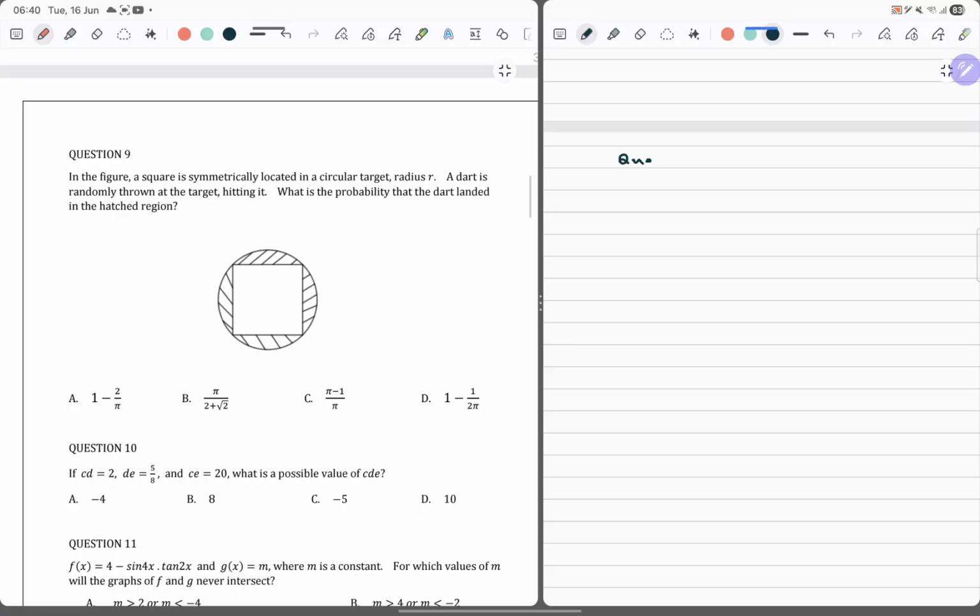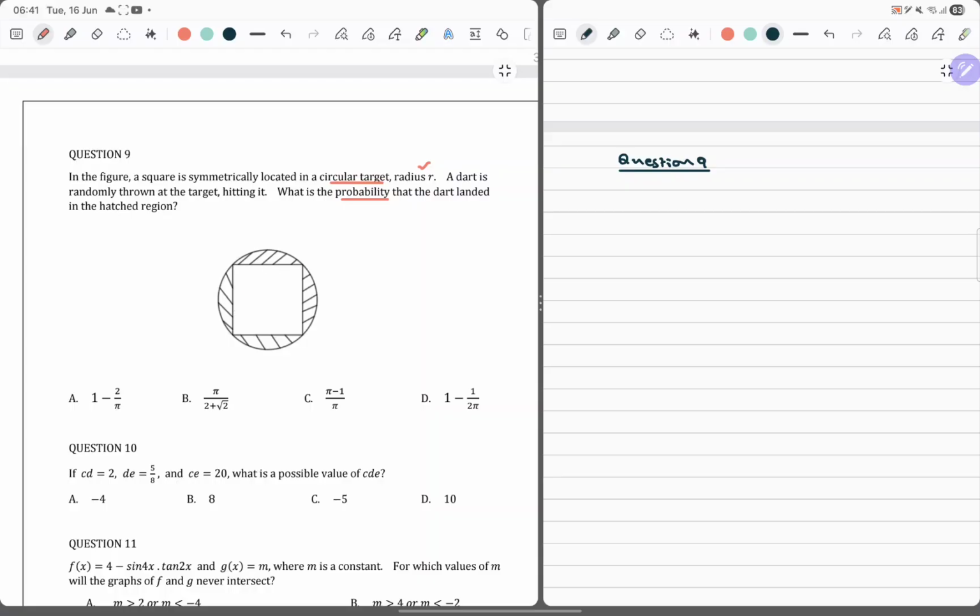So we've got question 9. Question 9 says, in the figure, a square is symmetrically located in a circular target of radius r. A dart is randomly thrown at the target, hitting it. What is the probability that the dart landed in the hatched region? Okay, so you can see the hatched region is those segments where the chords are the sides of the square.